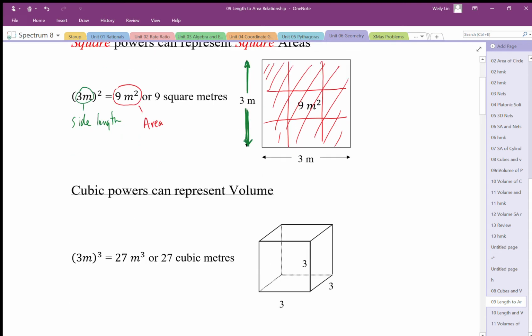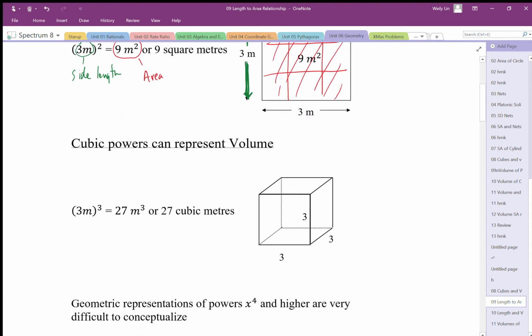Okay, cubic powers or cubes represent volume. So if I take a length of 3 meters, again this is a side length, so here's my side length. If I cube it, I'm going to generate volume. So that represents volume. When I cube something, I get a cube, which represents volume.